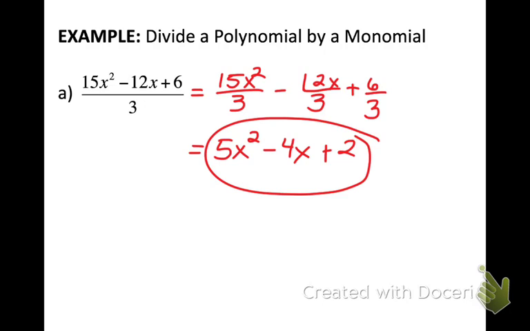Me personally, I just do that division first. That would get you your 5x squared, right? Then I would do this next, which would get you your negative 4x, and then I would do this next, which would get you your plus 2. That's what I would do, and just jump right to the answer.